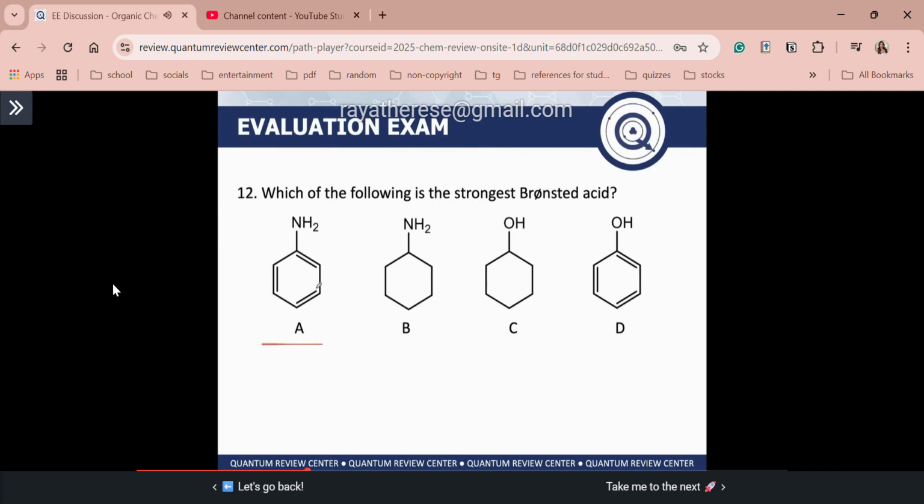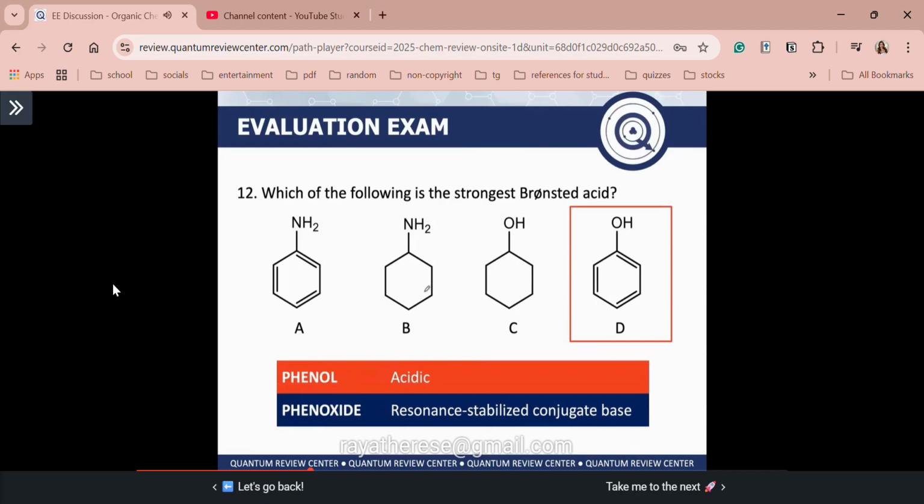This is adenine. This is, of course, our amine functional group. This is alcohol, cyclohexanol, and this is our phenol. Okay, class, phenol actually is the answer here because its conjugate base, phenoxide, is resonance stabilized. Remember from your discussions, aromatics and your alcohol, phenol is actually acidic.